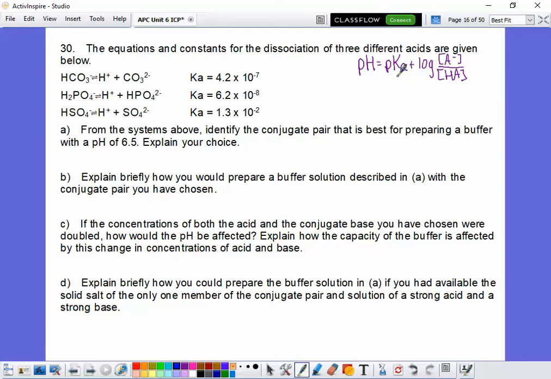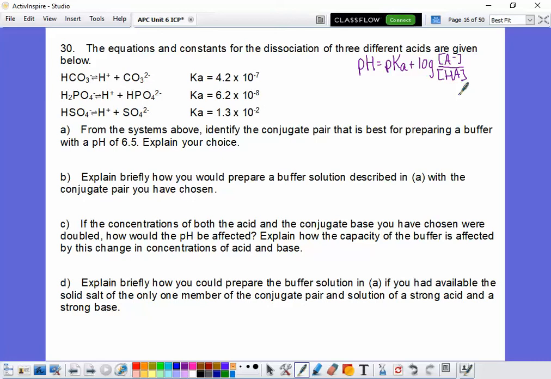So if that's set in stone, what else can I change, or what can I change about this formula? I can change this ratio. I can manipulate this ratio so that I can make the pH equal anything. But it's best to use a substance whose pKa is close to your target pH. Okay, because you're almost there. All you have to do is manipulate the ratio just a little bit as opposed to a lot. Okay? So if our target pH is 6.5, we want to choose a system whose pKa is closest to 6.5.